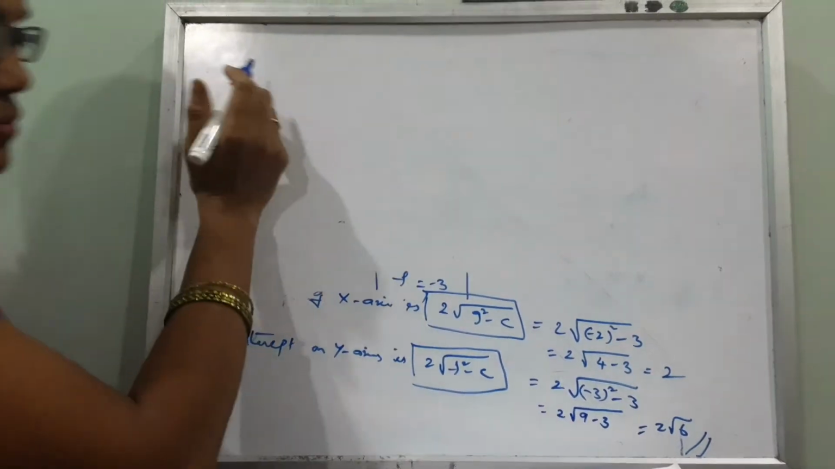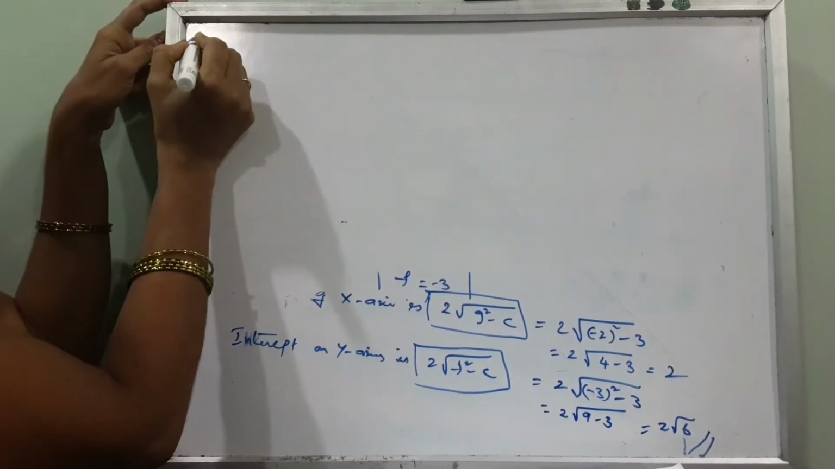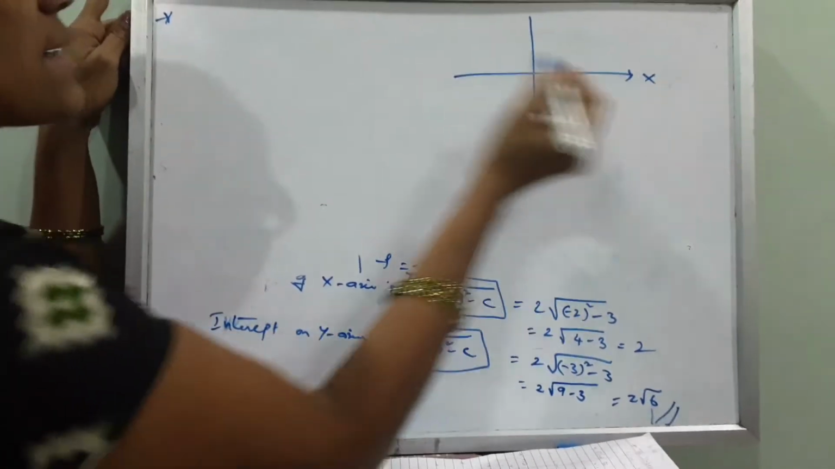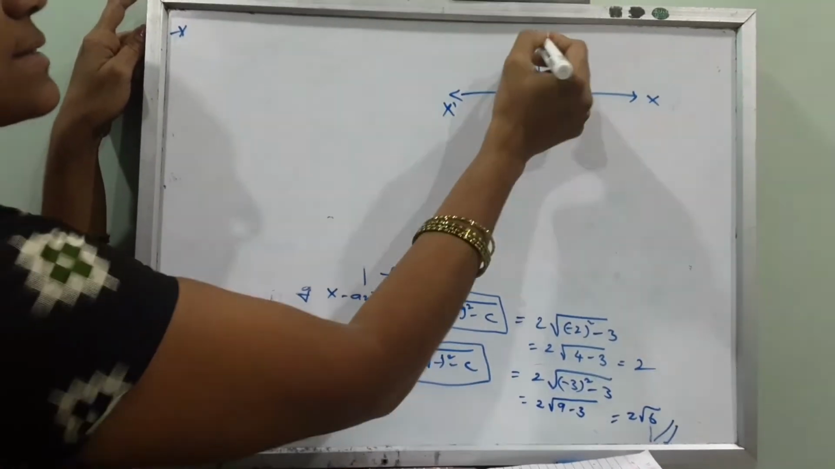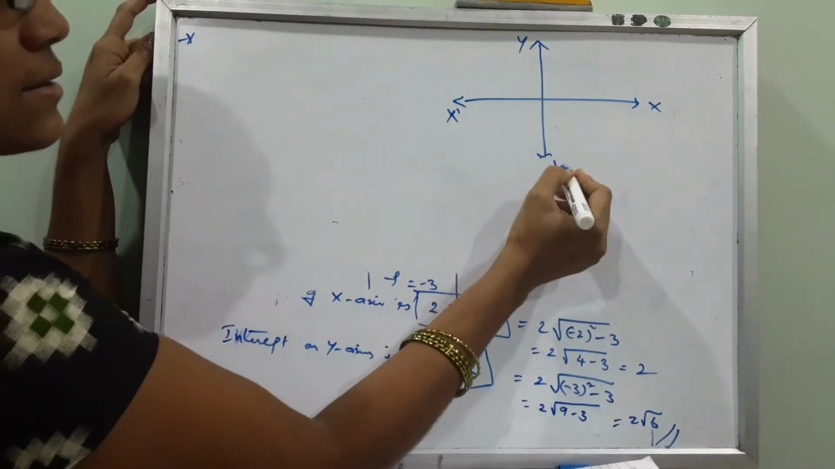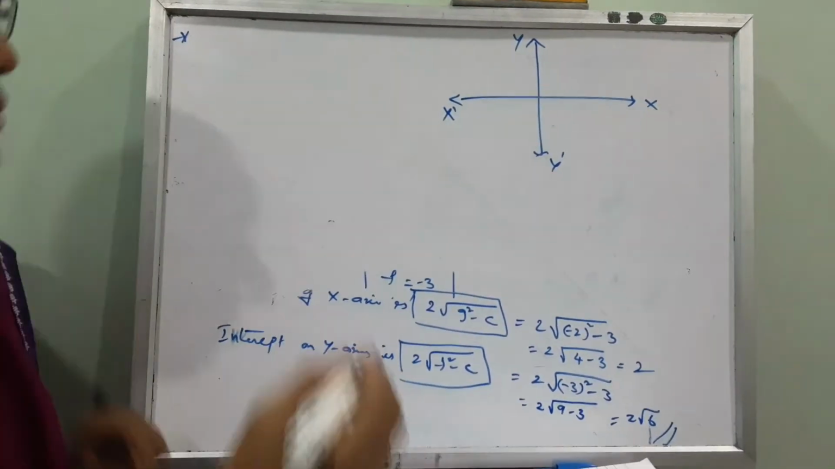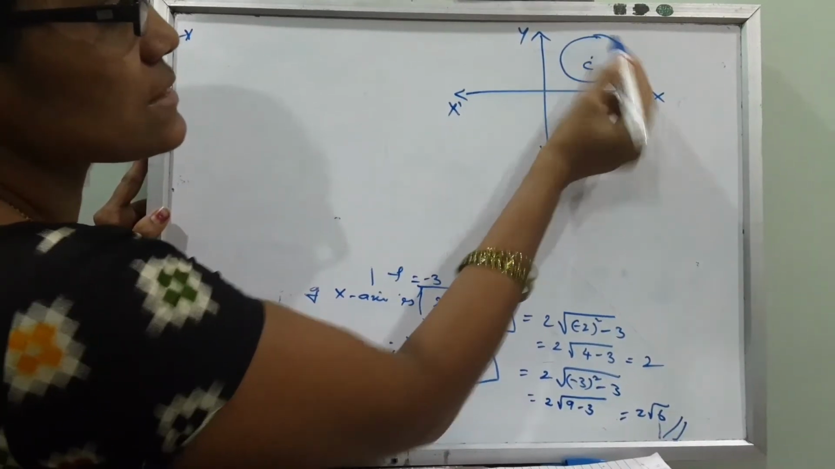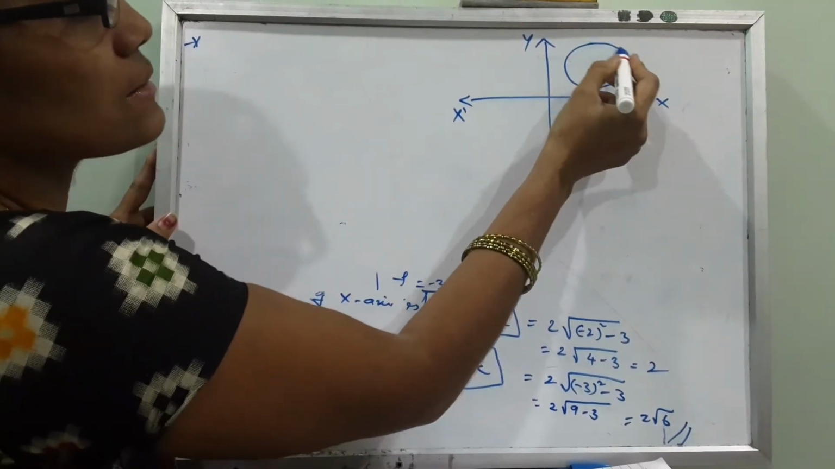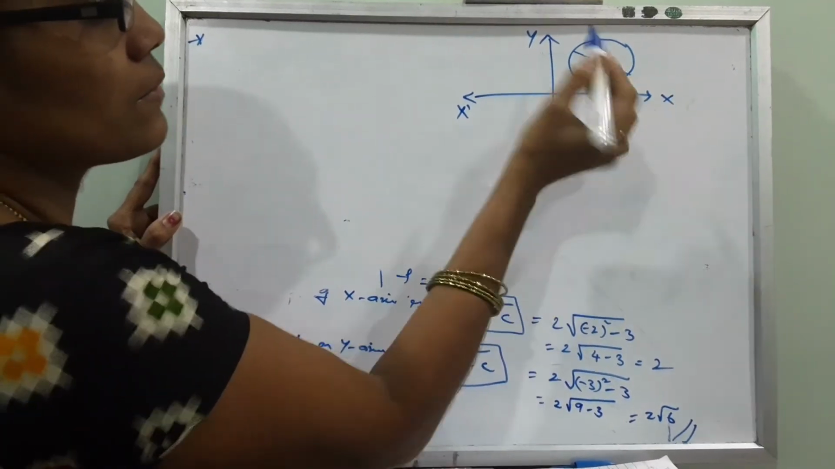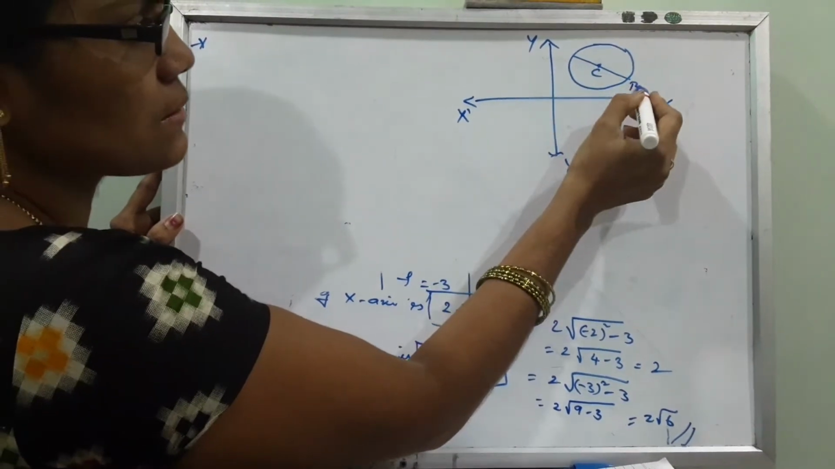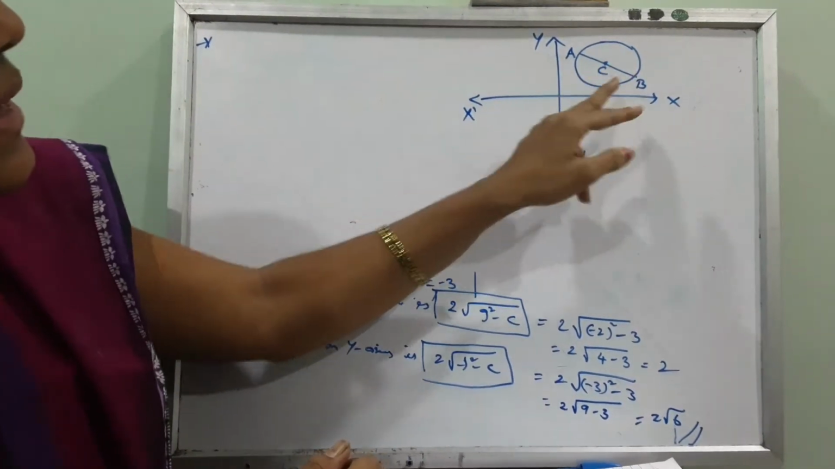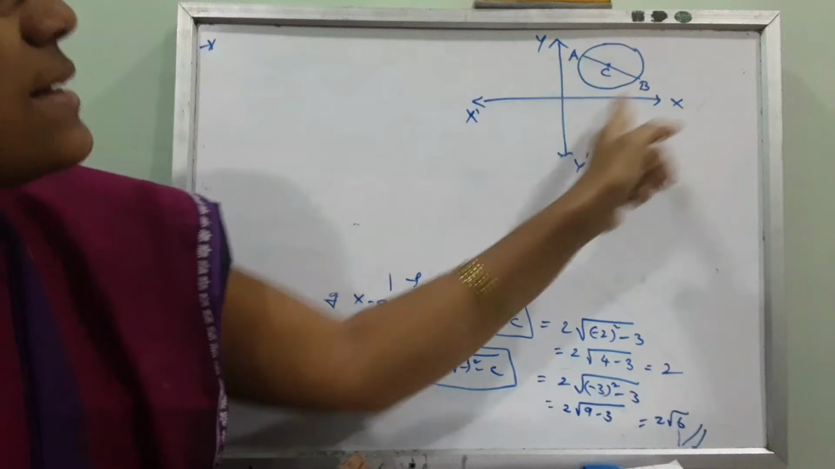Next concept, let us take a plane, x-axis, negative x-axis, y-axis, negative y-axis. Let us take a circle here. This is the center of the circle. AB is a diameter and AC, CB are the radius of the circle.